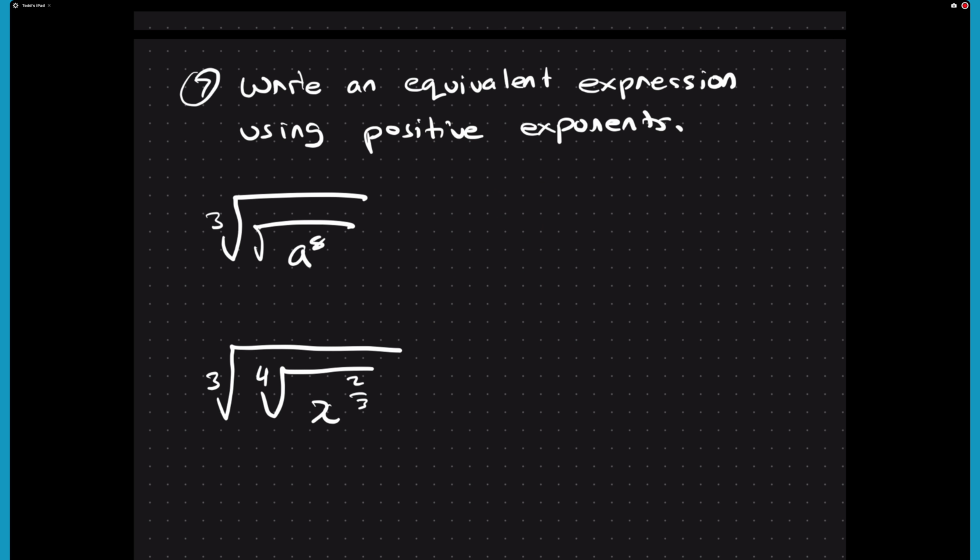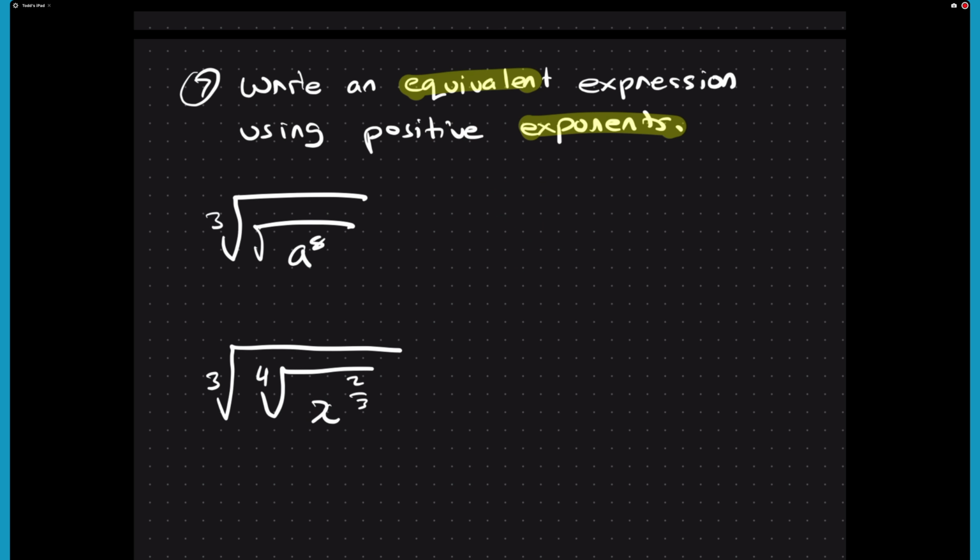Okay, last question, number 7. Write as an equivalent expression using positive exponents. So we need to create something that is equivalent, which is equal, and it's using exponents. So we'll basically be getting rid of these radicals and just converting it into exponent form. So this one's a little bit more, well, we haven't seen this one yet.